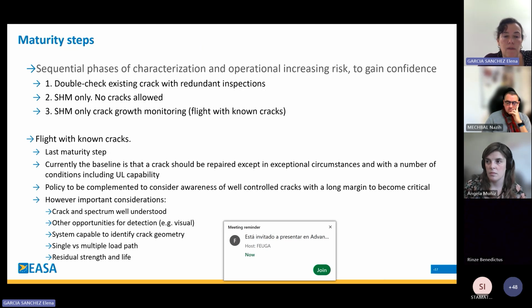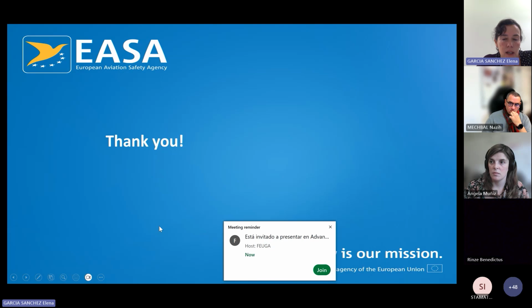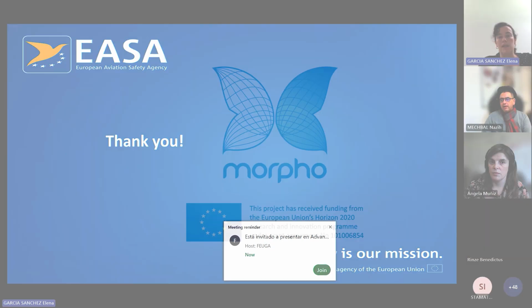But if we accepted this, it would have to be with very important considerations: that the crack and the load spectrum are very well understood, that there are other opportunities for detection, that the system is capable to identify if the crack changes direction, for example, if it is single or multiple load path, and the residual strength and life. So that was it from my side. Thank you.